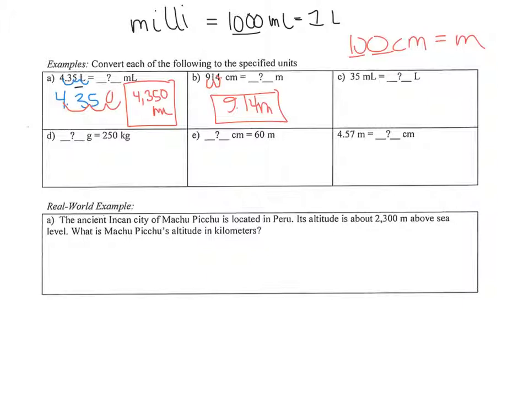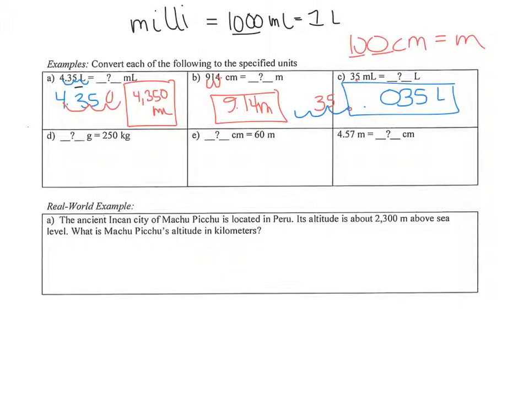C, 35 milliliters is how many liters? So my decimal's right here, and there's 1,000 milliliters in 1 liter. So there's 3 zeros. So I don't want to make the number bigger by saying 350 liters or 3,500 liters, because we know if we have 35 milliliters to start out with, that's not even 1 liter. So I'm going to make the number smaller and move it over 3 times. If my decimal is right here, I move it over 1, 2, 3. So it's 0.035 liters.